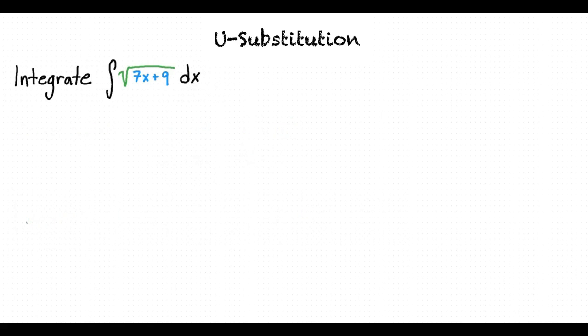Here, we have a problem asking us to integrate the square root of 7x plus 9. 7x plus 9 is inside of a square root, which can be treated as a separate function. Let's set 7x plus 9 equal to g of x, and the square root of x equal to f of x. We want to set g of x equal to u because it is inside the function f of x. Now that we have found our value for u, we want to find the value for du.